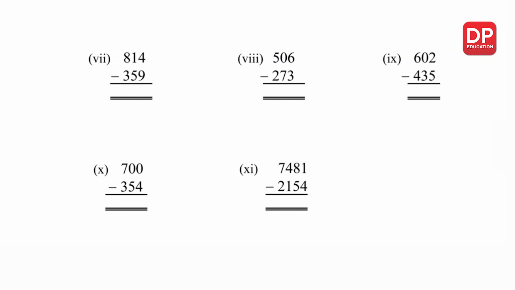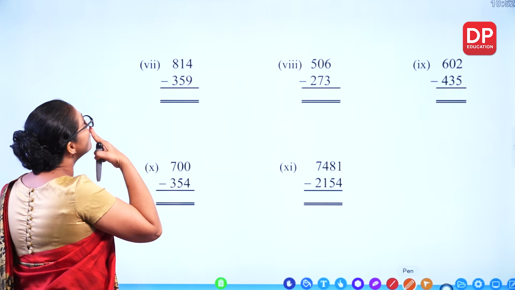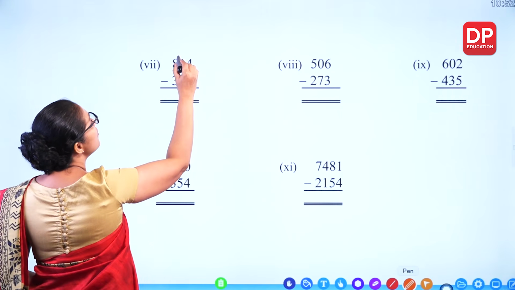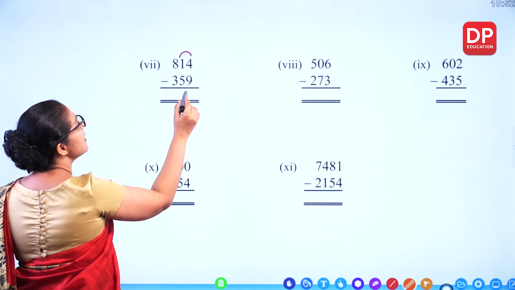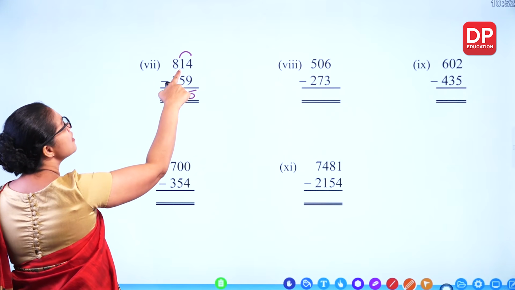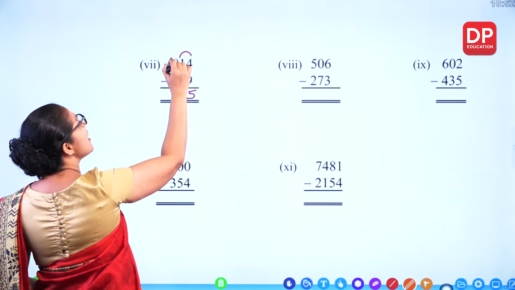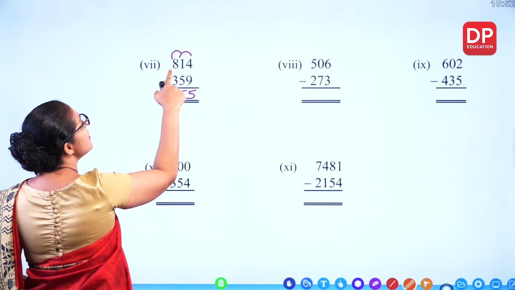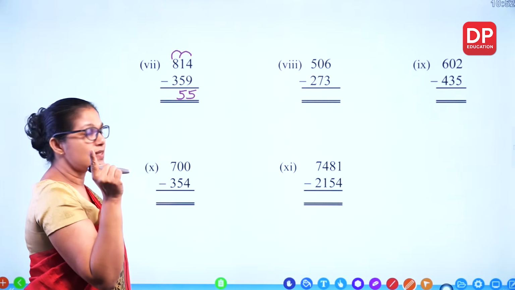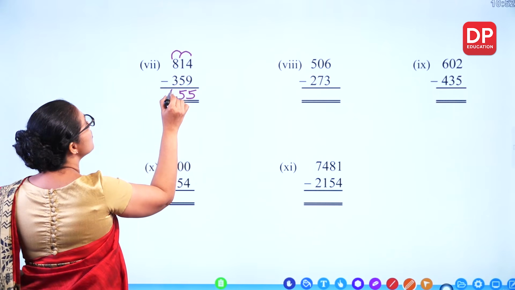Look at this question. You have to subtract 9 from 4. You can't do that. You have to take 1 from there. 14 minus 9, that's 5. So this becomes 0 now. So take another one here. 10 minus 5 is 5. This becomes 7. 7 minus 3, you get 4.